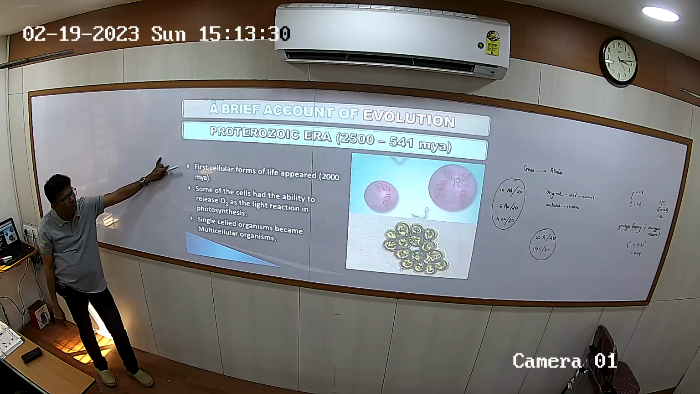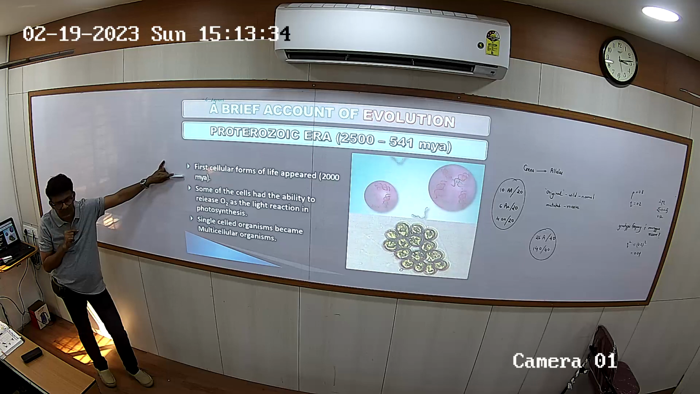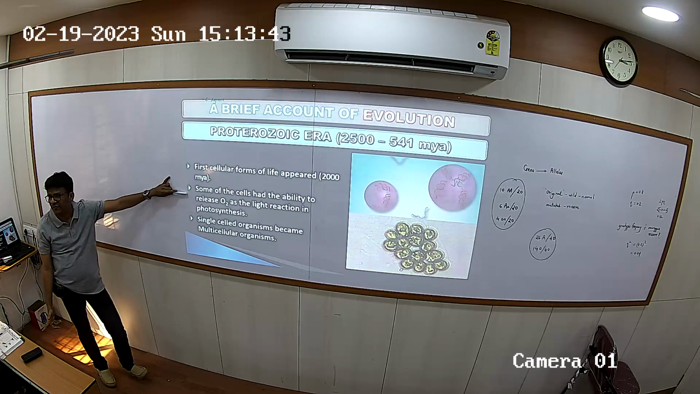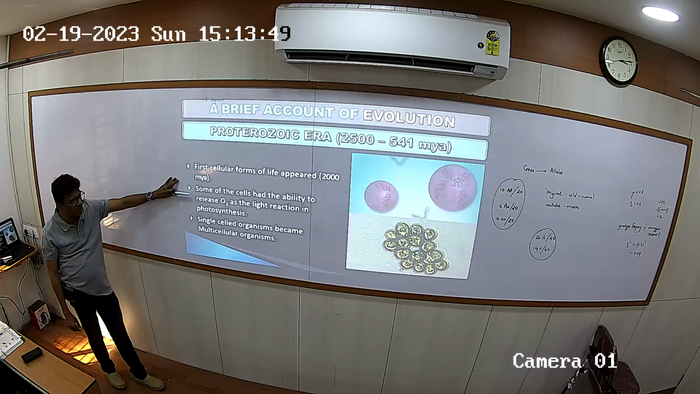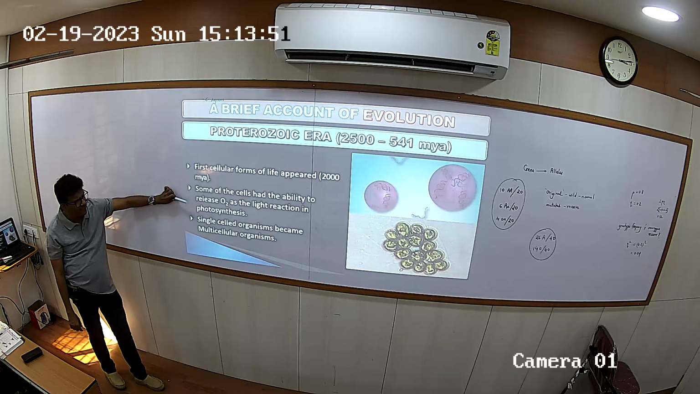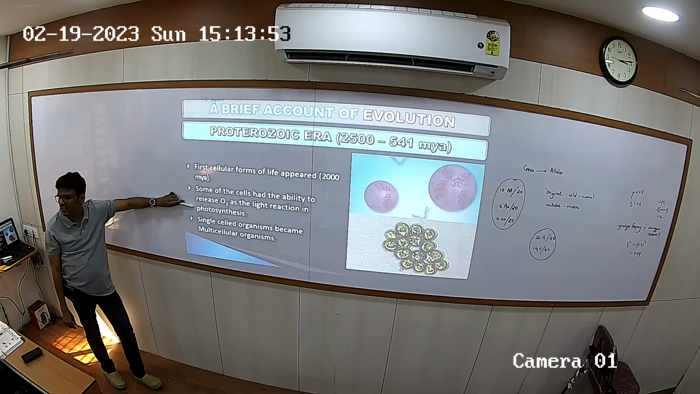First cellular form of life appeared 2000 million years ago. You have written the time scale last time. So there this particular time scale is given. Now we started from 4.5, 4, 3 and 2. Some of the cells had ability to release oxygen as the light reaction in the photosynthesis. So these are first photosynthesizers.